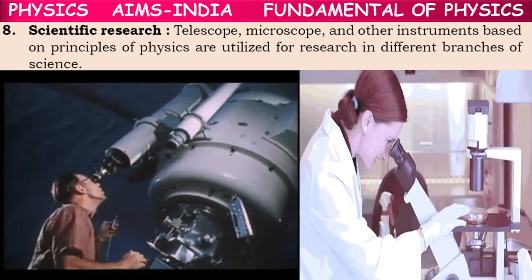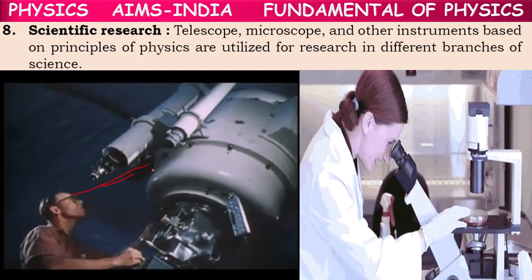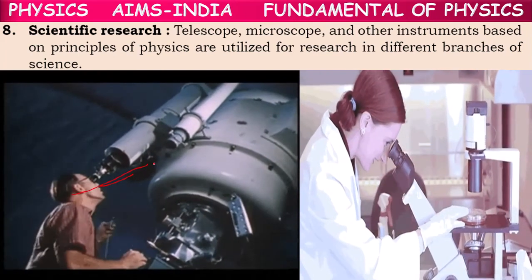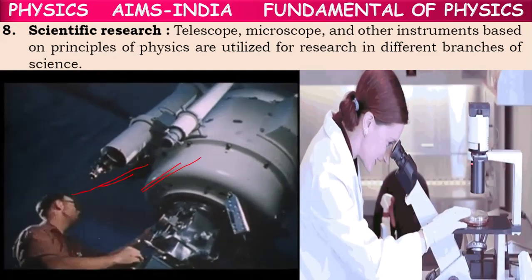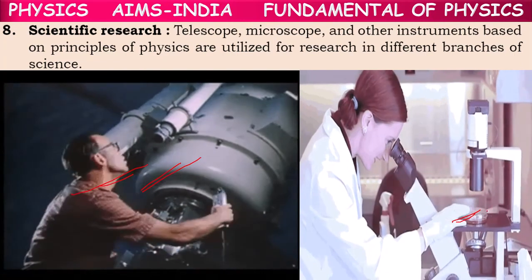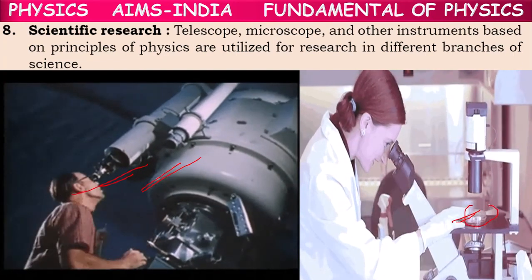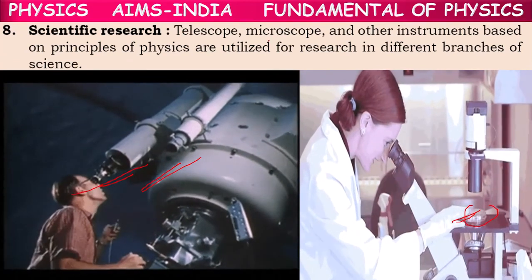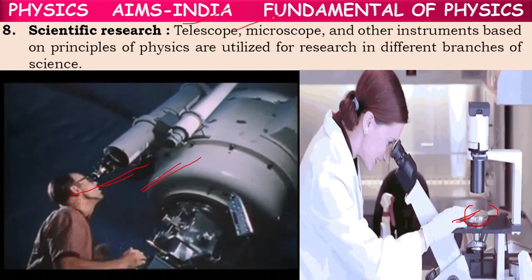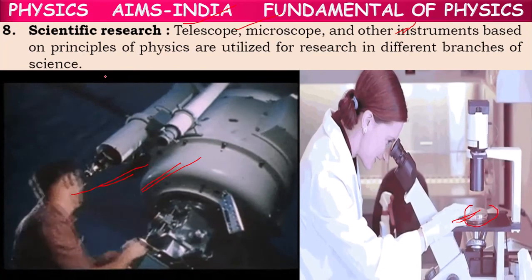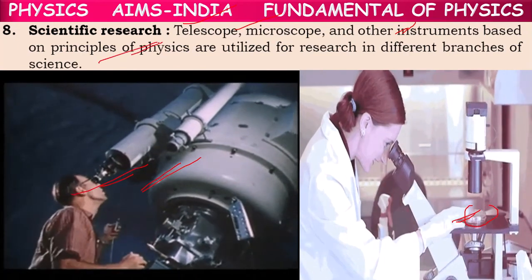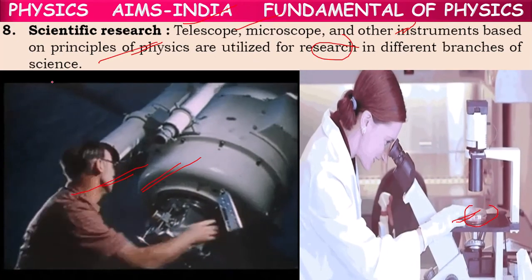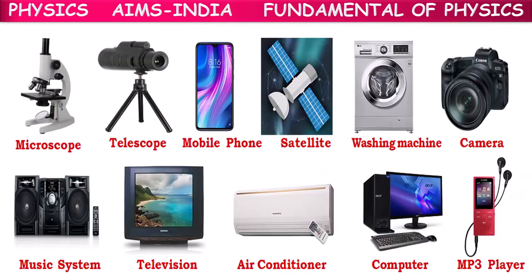Still, for researching what is there in the universe, about macro elements which are very big or at larger distances, and micro elements which are microscopic, very small, which we cannot see with our naked eye. For observing those micro objects also, they have invented telescope, microscope and other instruments to identify the principles of physics. And they are doing so much research in different branches of science.